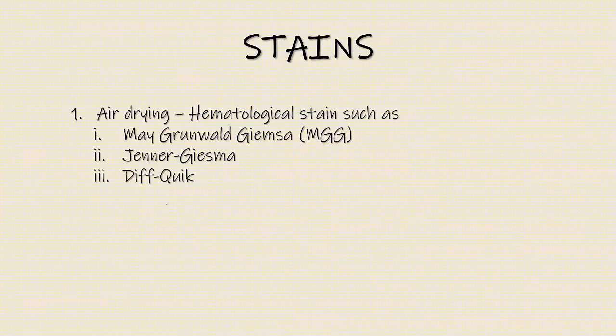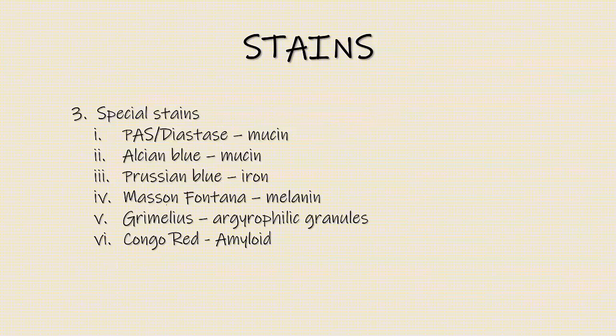Now that we have prepared our smears, let us look at some of the stains that are used for FNAC. For air-dried smears, hematological stains such as May-Grunwald Giemsa, Jenner Giemsa and Diff-Quik are used. For alcohol-fixed smears, we can use PAP and H&E stains. Special stains such as PAS or diastase can be used to detect mucin, Alcian blue for mucin, Prussian blue for iron, Masson Fontana for melanin, Grimelius for argyrophilic granules, and Congo red for amyloid.